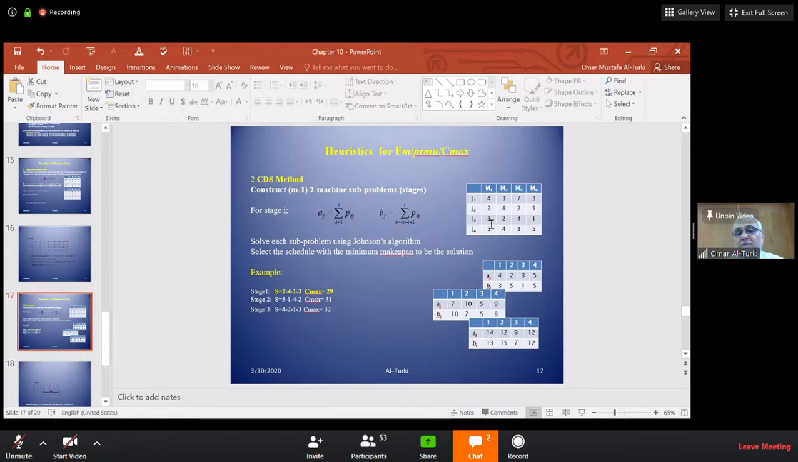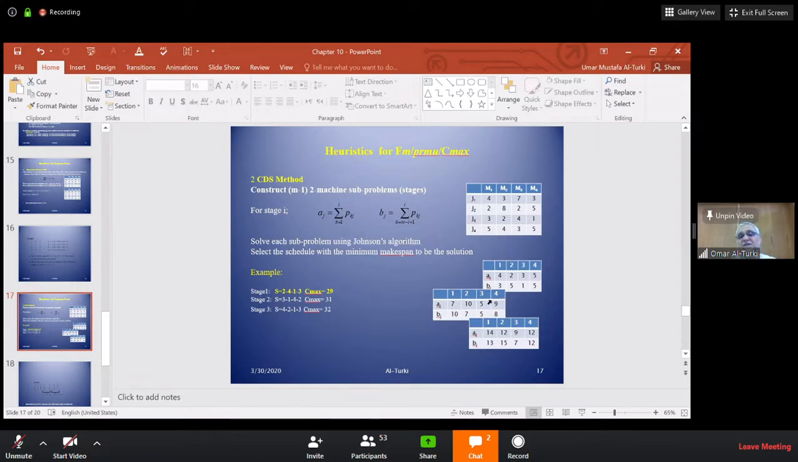Now, another two machine problem can be generated if you sum up the first two machines and the last two machines. So here you see 4 plus 3 is 7. 2 plus 8 is 10. 3 plus 2 is 5. 4 plus 5 is 9. So this will be your first machine. Your second machine will be 7 plus 3 is 10. 2 plus 5 is 7. 1 plus 4 is 5. 5 plus 3 is 8. So that is the two machine problem.